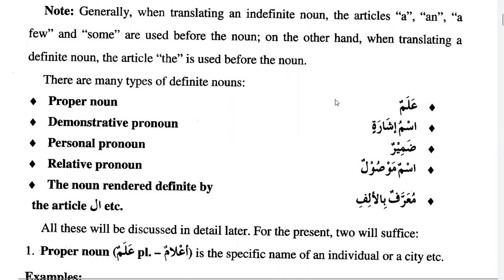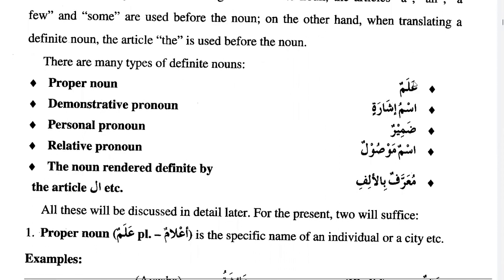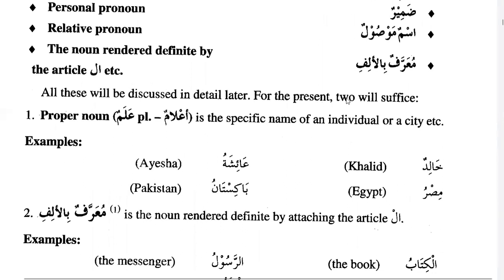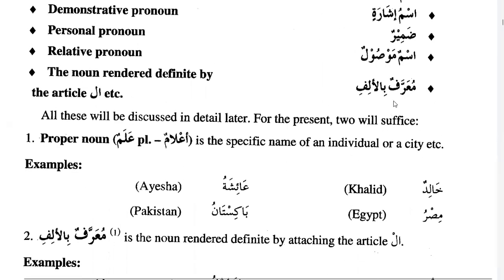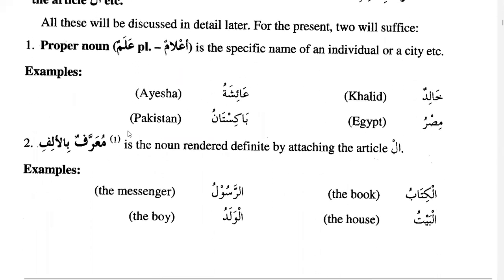Then here we have the types of marifa. These are the top five types of marifa, which are alam, ism ushara, damir, ism mausul, muarraf bil alif. At the moment they are saying that you will learn only two of them in detail. The first one is proper noun, and the second one is muarraf bil alif. With any noun, when we join the particle alif lam, it becomes marifa. That is called muarraf bil alif.